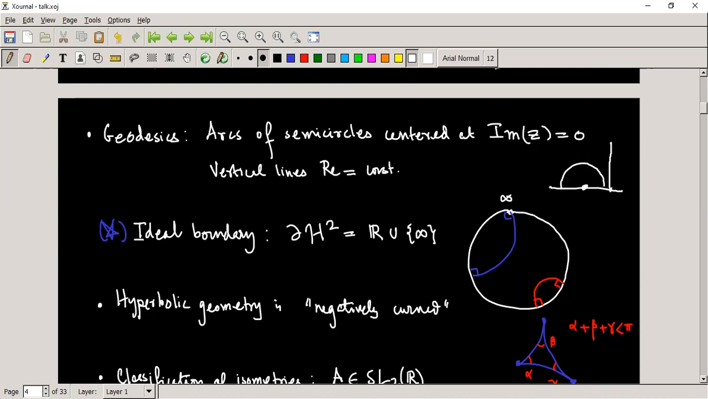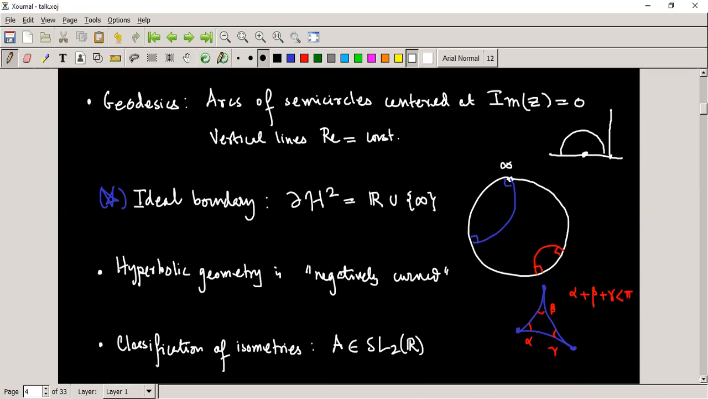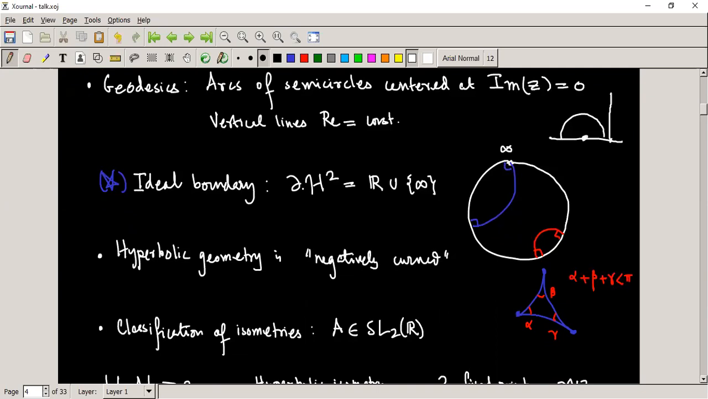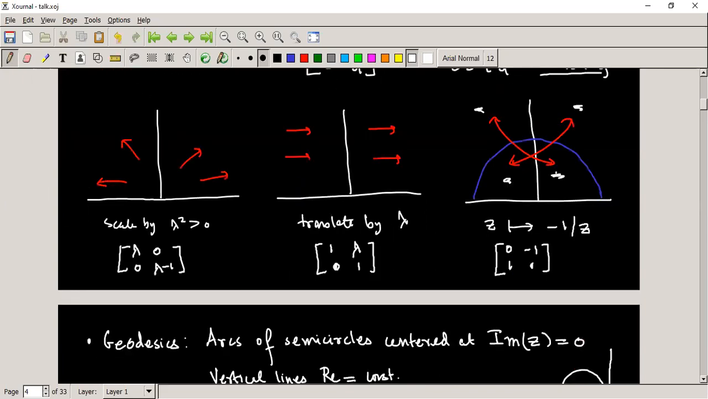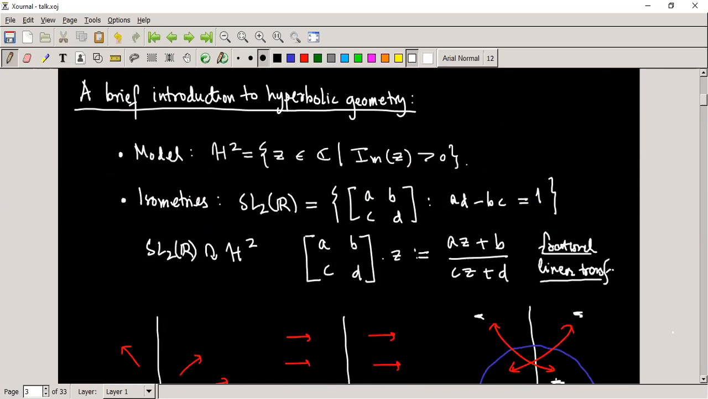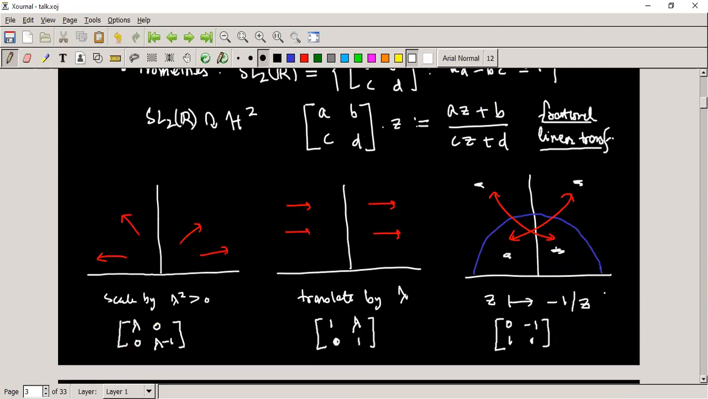So any fractional linear transformation will send a semicircle to either a semicircle centered at a point on the boundary or one of these lines. That you can easily check. So these things are geodesics of the model because these things are preserved essentially. And the thing which is not present is the boundary, right? This boundary is not present.